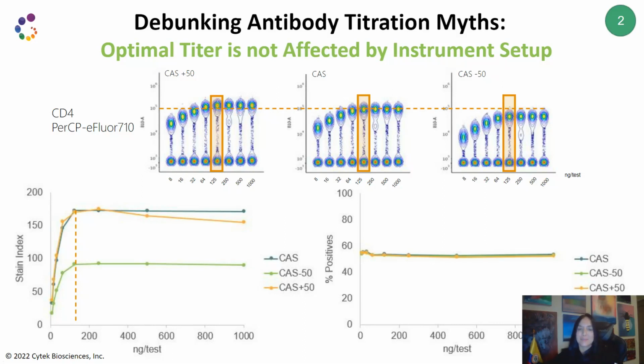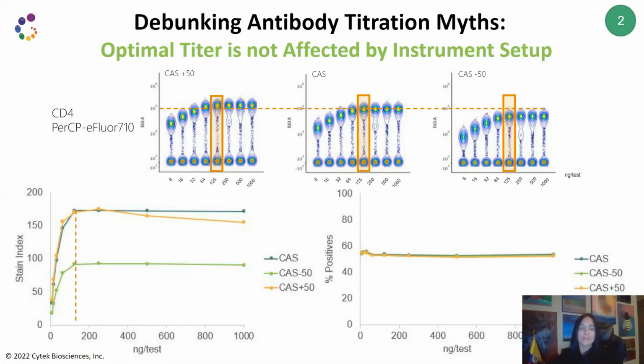Let's look at stain index. Stain index tells me resolution, so the higher the value, the better the resolution. What we are seeing on the green line is that if I decrease the gains, resolution is decreased, as expected. But if I increase the gains by 50, that doesn't change the calculation much, because I'm also amplifying the background.